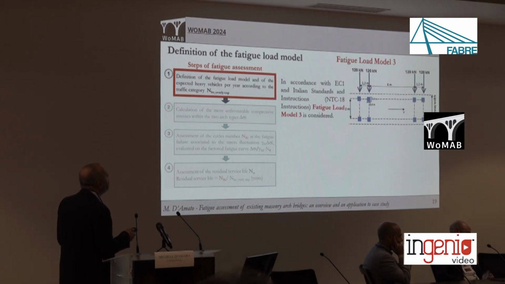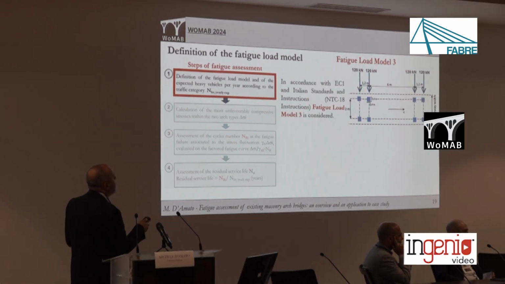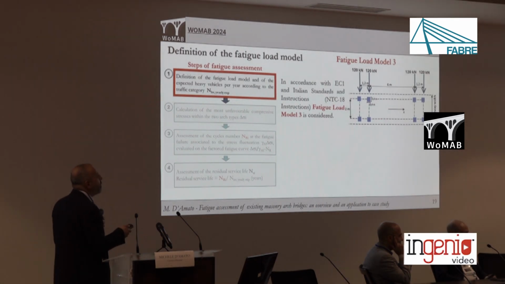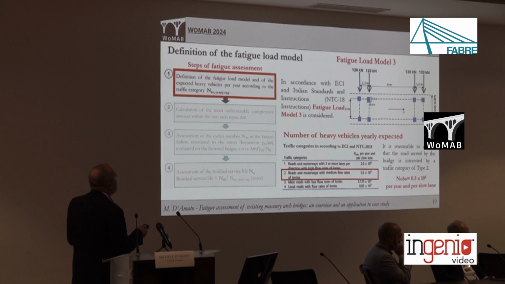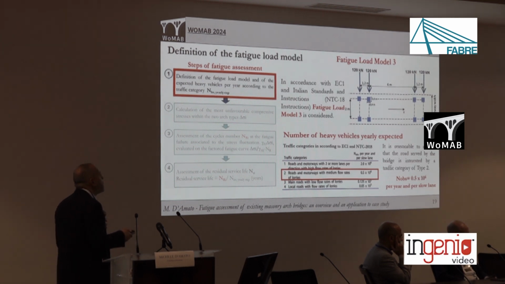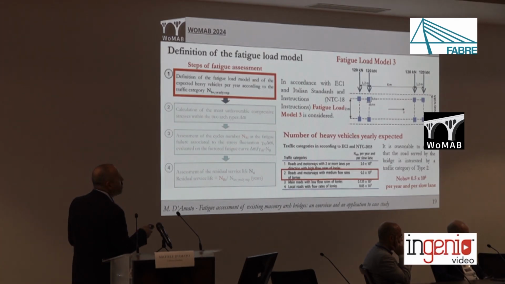As for the fatigue model, we should refer to the fatigue model as defined by Eurocode and Italian standards, defined as fatigue load model 3. It consists of 4 axles. Each of these axles consists of a vertical load of 120 kilonewton, acting on a square area of 0.4 by 0.4 meters. And then we should define the number of heavy vehicles yearly expected according to the importance of the road. It's reasonable in this case to assume that the road served by the bridge is characterized by a traffic category of type 2. This means that 500,000 heavy vehicles are expected per year passing on this bridge.